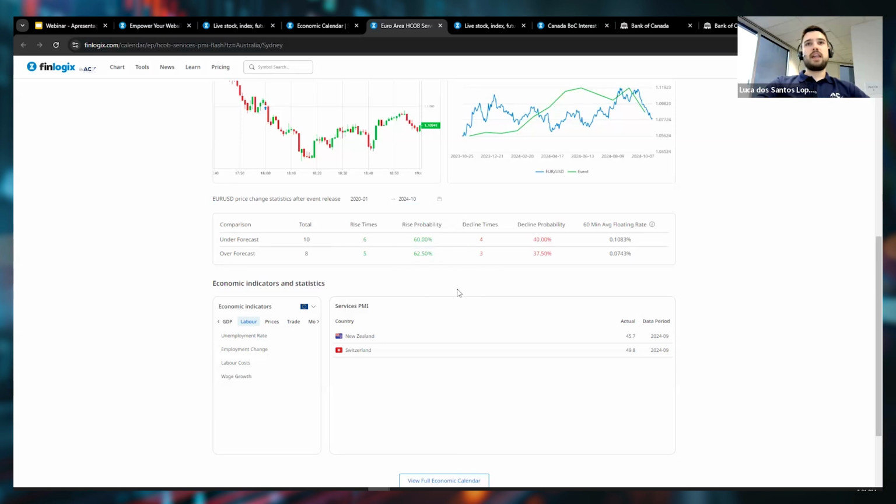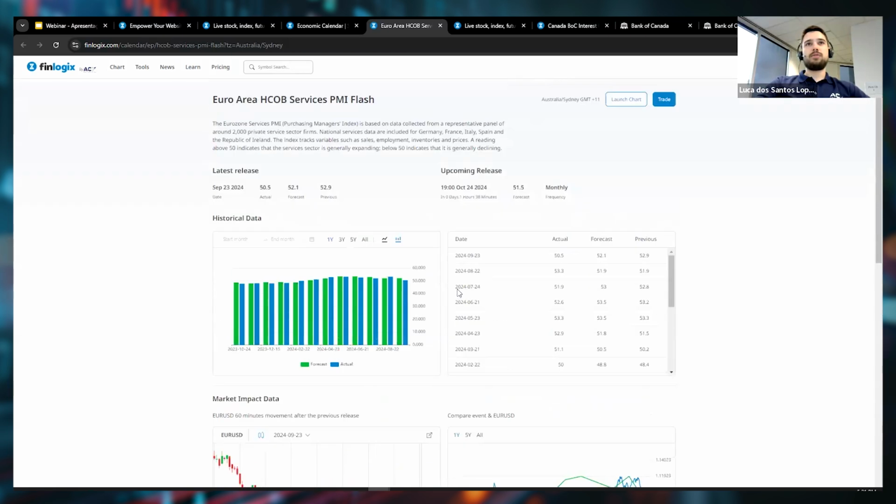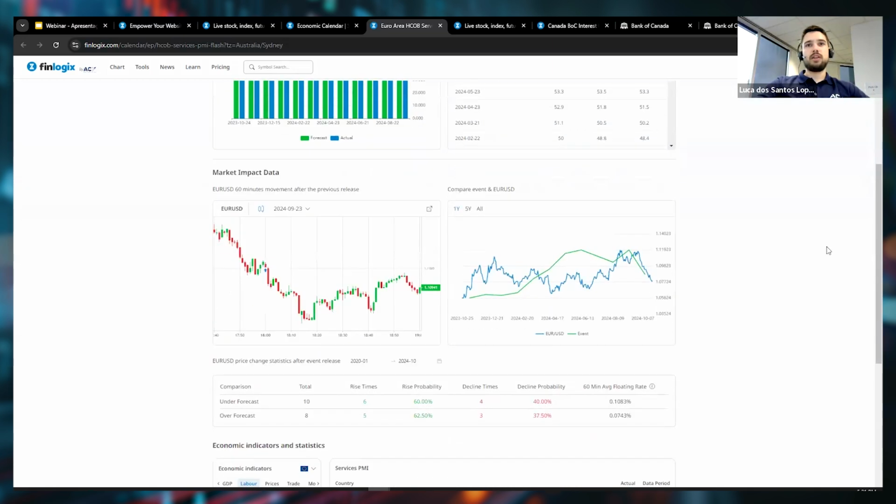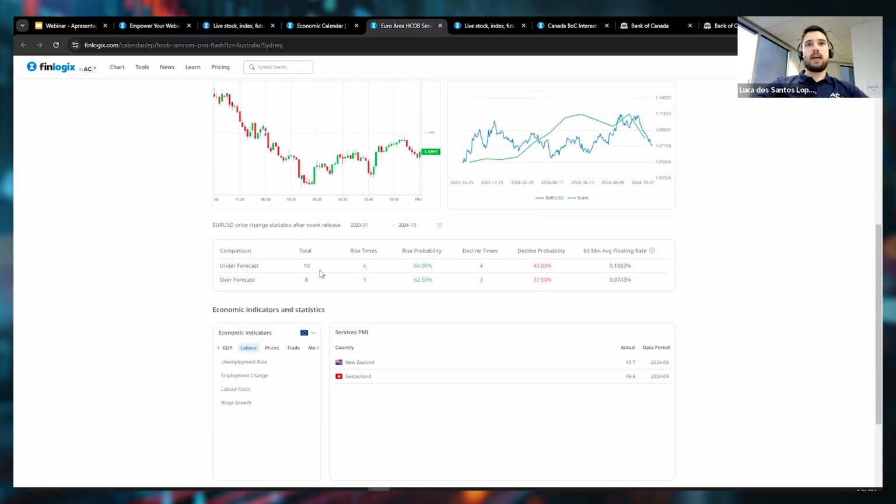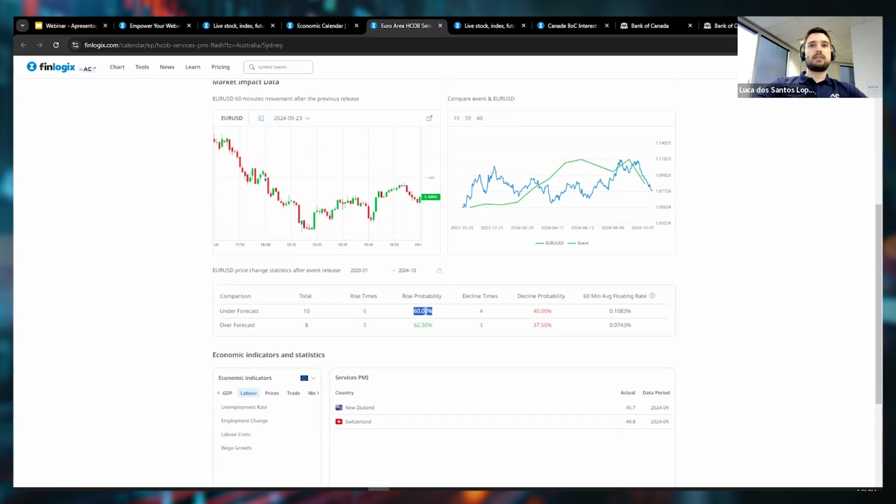And we can see that the probability of the euro area services PMI flash, okay, had a total of 10 under forecast and a total of 8 over forecast. So under forecast is more probable to happen. Rise time was 6. The rise probability of euro dollar going higher is 60%. And the decline time was 4, and the decline probability is 40%. Okay, so that's pretty simple, right?